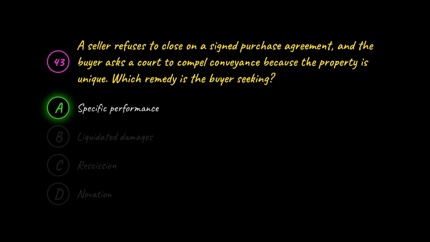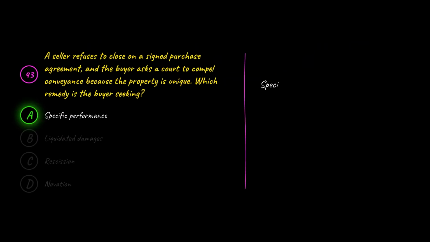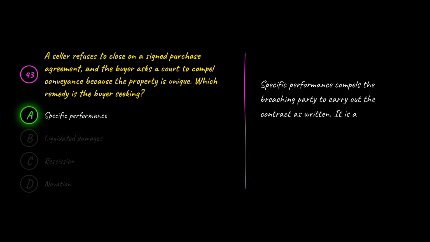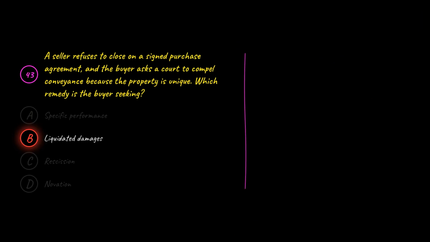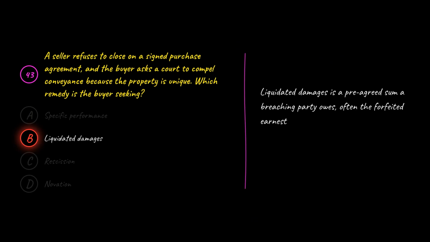The correct answer is A. Specific performance. A is correct because specific performance compels the breaching party to carry out the contract as written. It is available in real estate because each parcel is unique, so money damages cannot fully replace the bargained for property. B is wrong because liquidated damages is a pre-agreed sum a breaching party owes, often the forfeited earnest money.